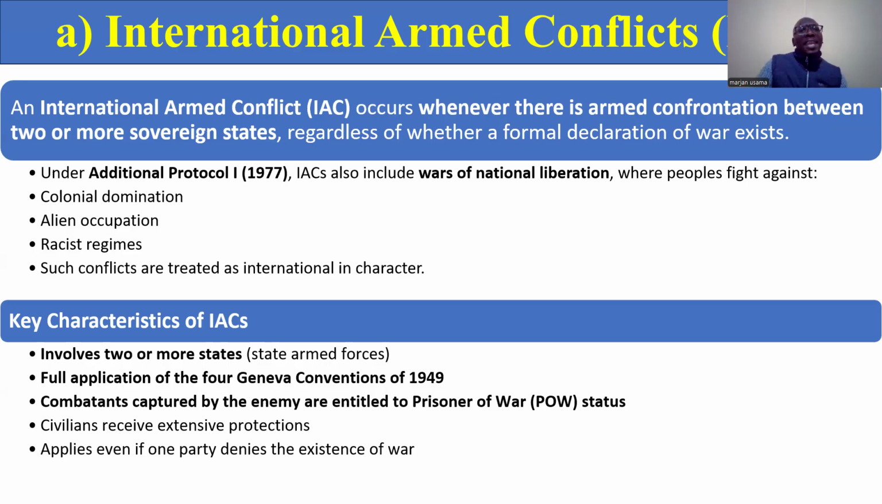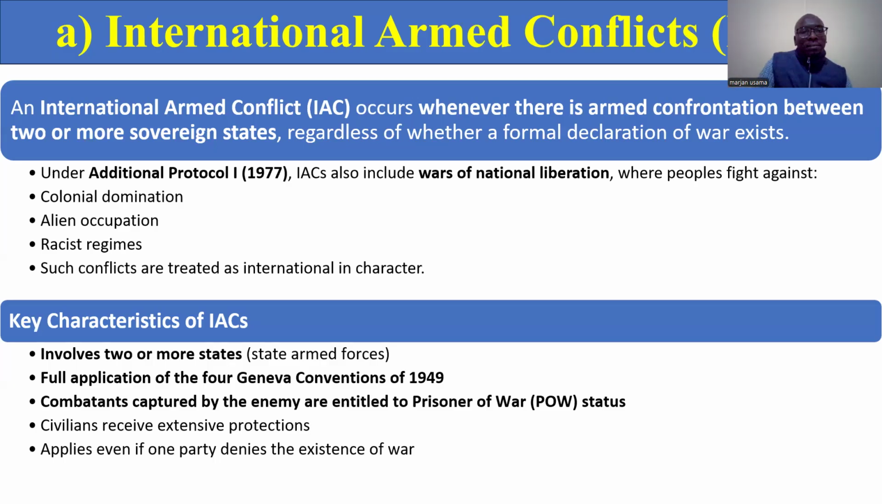Now, under Additional Protocol 1, 1977, international armed conflicts include wars of national liberation, where people fight against colonial domination. For example, the war between Somaliland and the British, or the Somalis and Italy. The war because you want independence. That was an international armed conflict. Also land occupation, foreigners occupying your land. If somebody comes to occupy your land, then that is an international conflict against a racist regime.